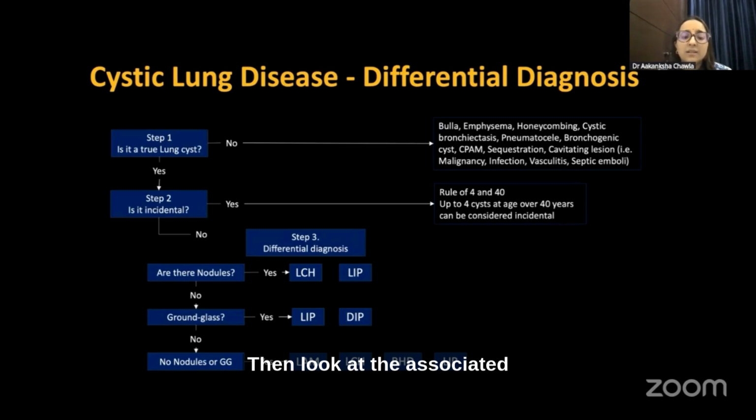Then look at the associated findings to rule out the differentials and reach the specific diagnosis, whether there are any nodules or not. If yes, then the probability of Langerhans cell histiocytosis is more. Ground glassing is seen in both LIP and DIP. History helps you to differentiate. No nodules or ground glassing can be seen in a young female of childbearing age, LAM. Also can be seen in LCH, BHD, and LIP.